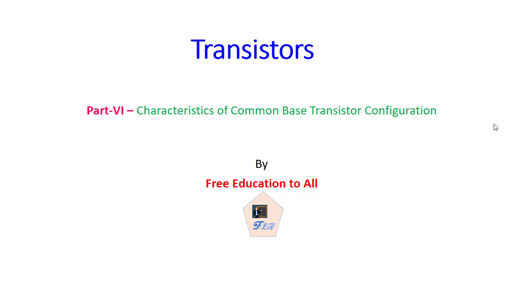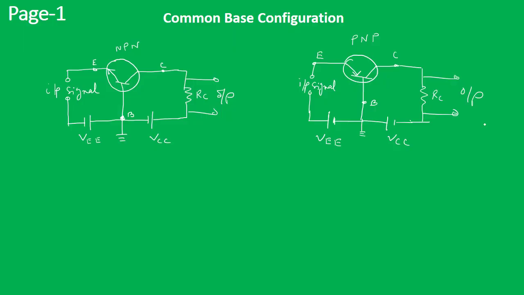Welcome back to the next lecture of the Transistor lecture series. Here we are going to explore the characteristics of the common base transistor configuration. In our previous discussion, we have seen the common base configuration, and here it is shown for both NPN and PNP transistors.